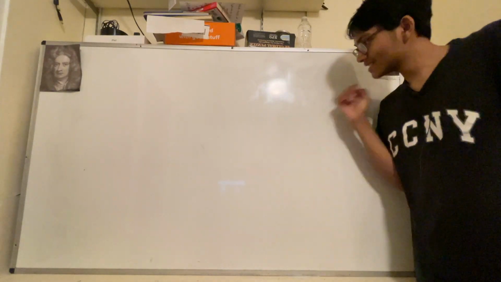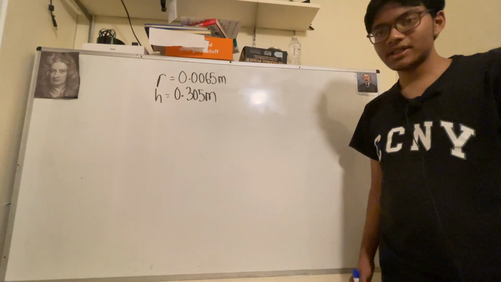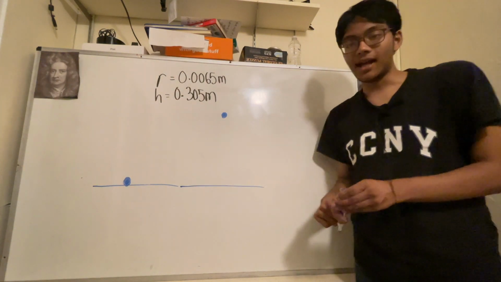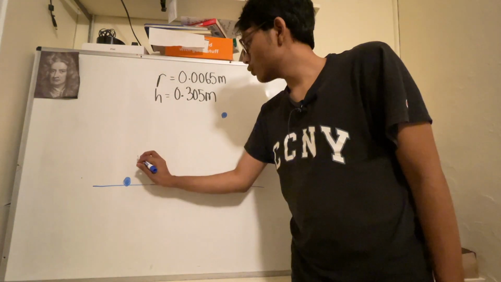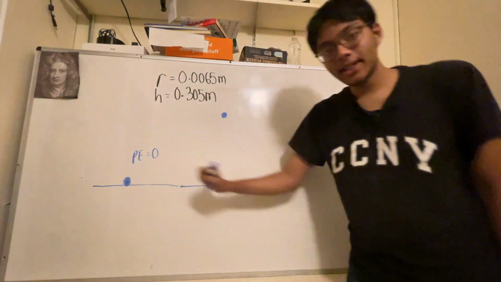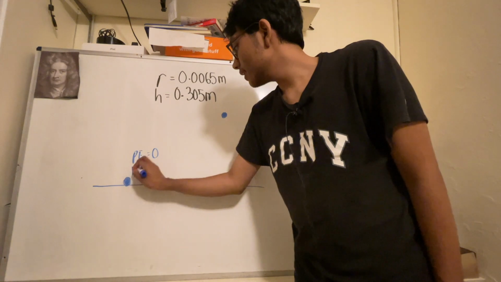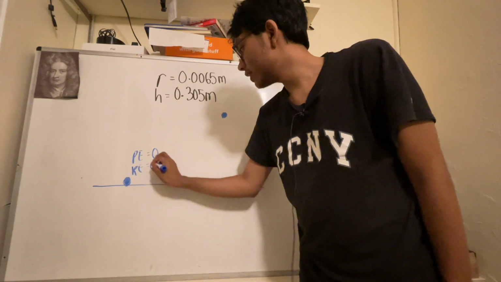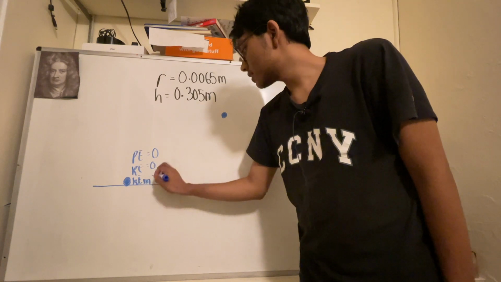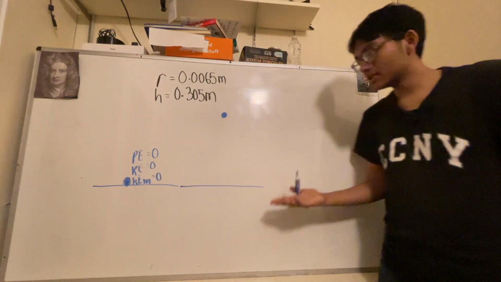Here's the facts. Let's use the conservation of energy. Here's the initial and here's the final. So what do we know about each of these moments in time? Well, for our initial moment, we know that our potential energy is zero because the kernel is at the ground. Our kinetic energy is zero because the kernel isn't moving. And our rotational kinetic energy is, of course, zero because the popcorn isn't rotating.